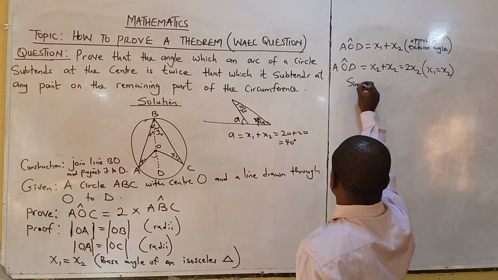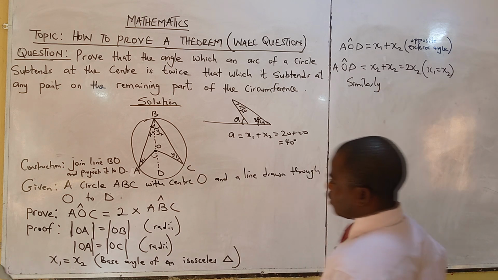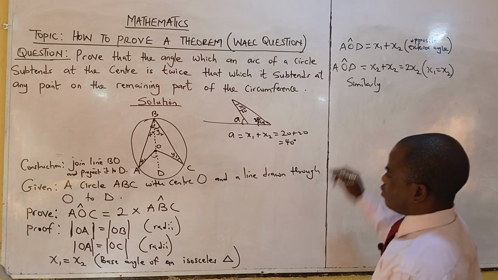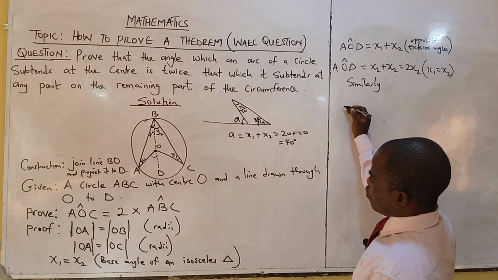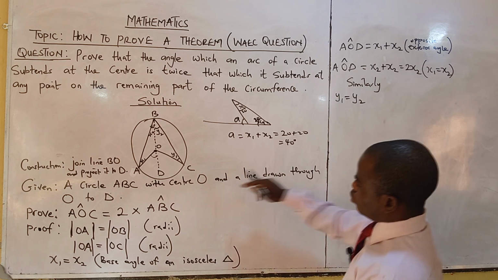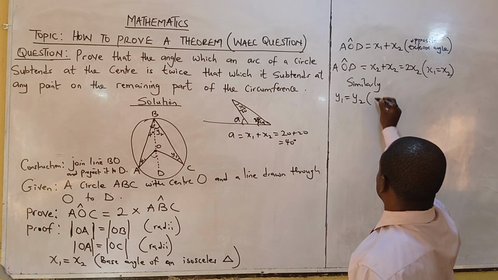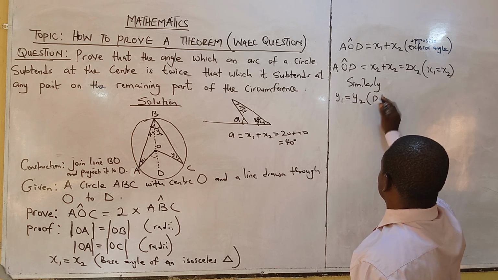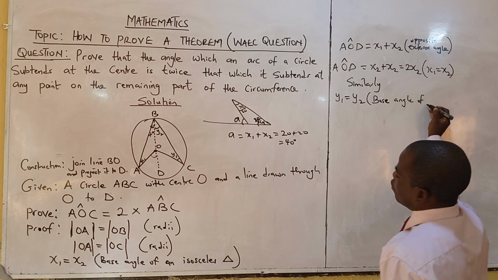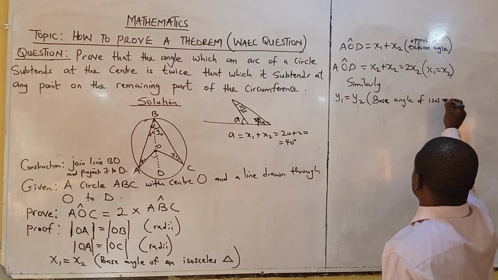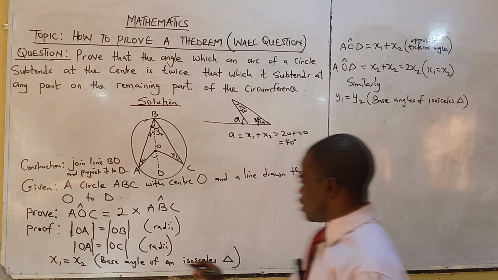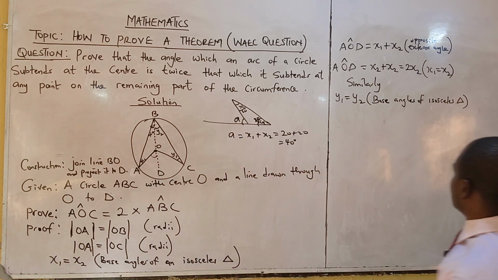Now similarly, we still follow the same suit for this other side. Now you can say y1 equals y2. That's base angles of an isosceles triangle. Call it base angles of an isosceles triangle.